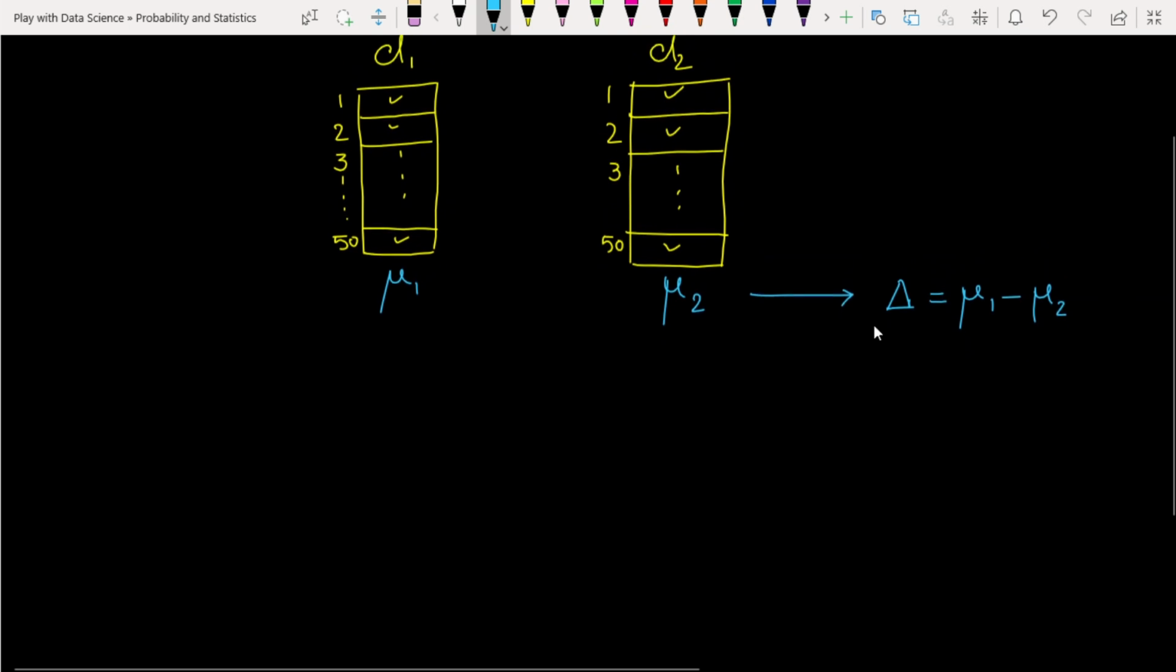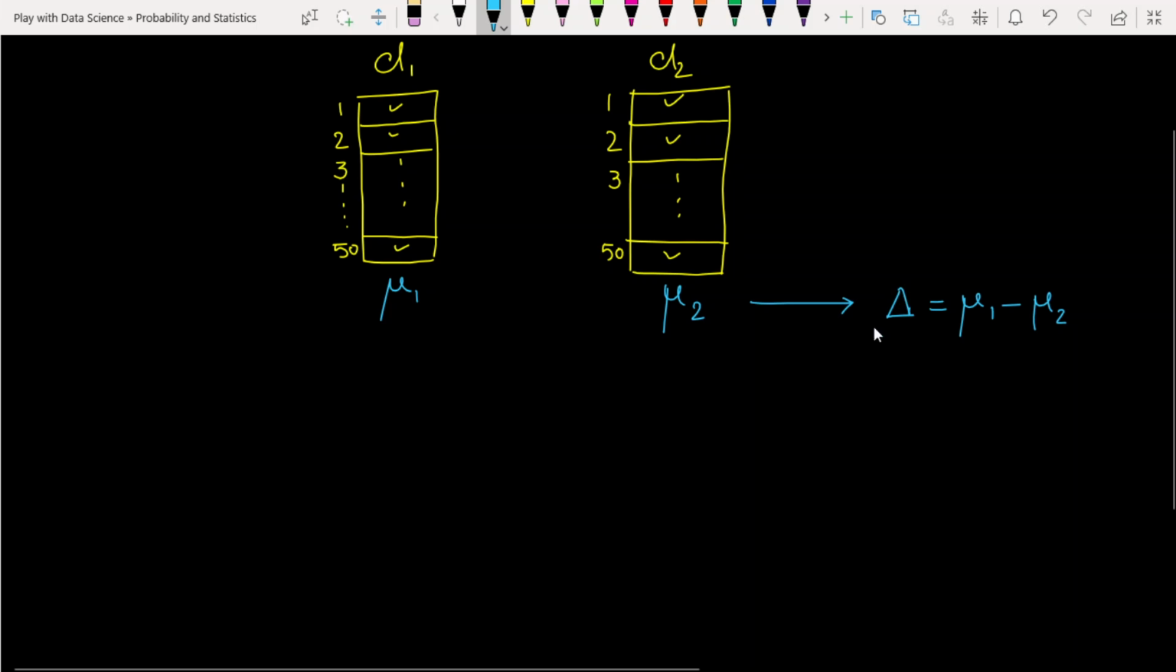I'm taking the norm value, the modulus, which means I'm avoiding the sign here. Please bear with me; at the end of this video I will explain why the sign does not matter.